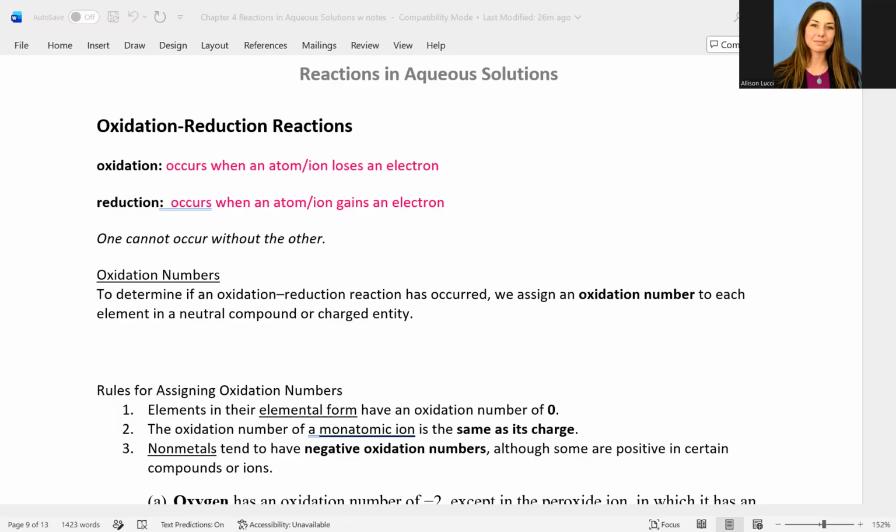In this video, I will introduce another type of reaction that occurs in aqueous solution. This type of reaction is called an oxidation reduction reaction. So let's define these terms and what they mean here. Oxidation is whenever an atom or ion will lose an electron. So we can abbreviate this as losing electrons is oxidation. And we can also say oxidation is losing.